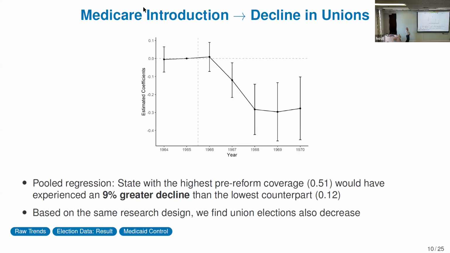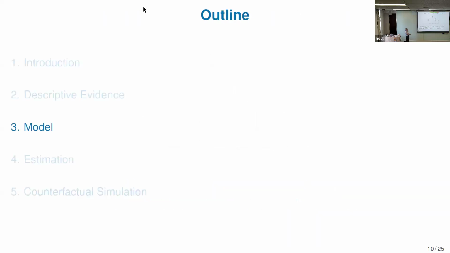So there are other things as well, but this is the motivating evidence that we use to motivate bringing in social insurance expansion as a potential contributor to the decline of unions. Then we write a model and estimate and do counterfactual estimation, but I've run out of time. I will stop here, the slides will be online, and if you're interested, take a look at the paper and slides.